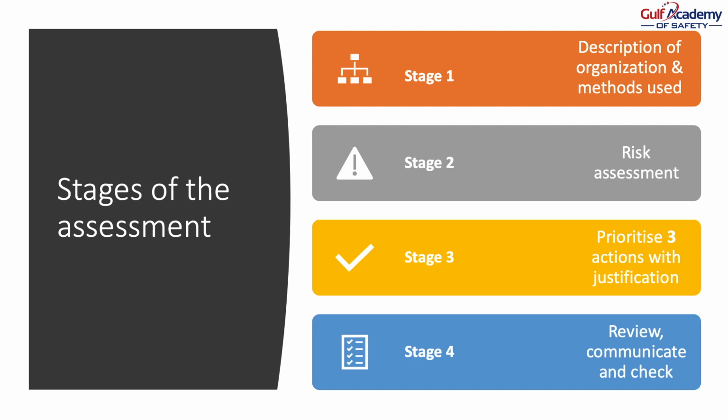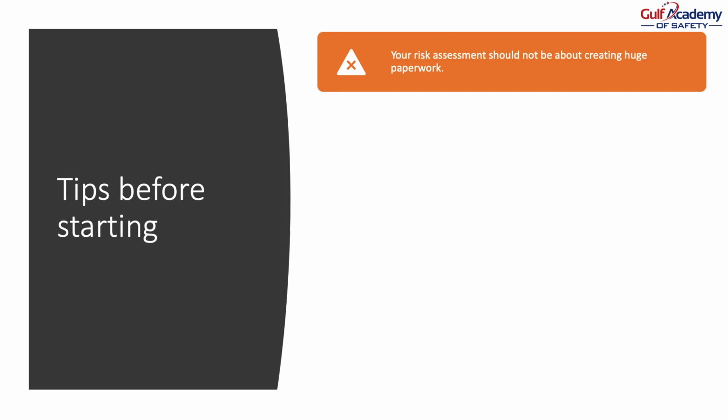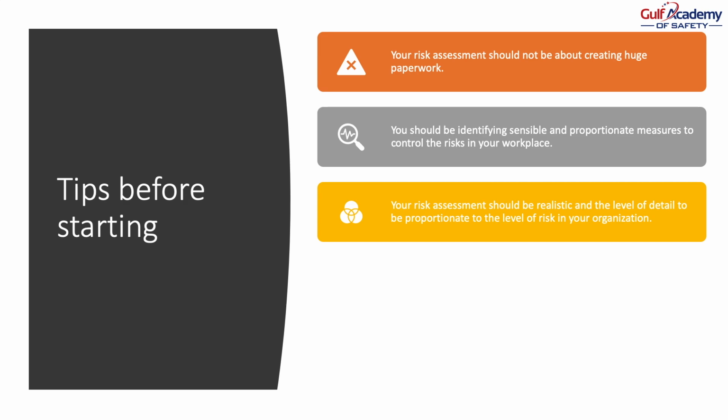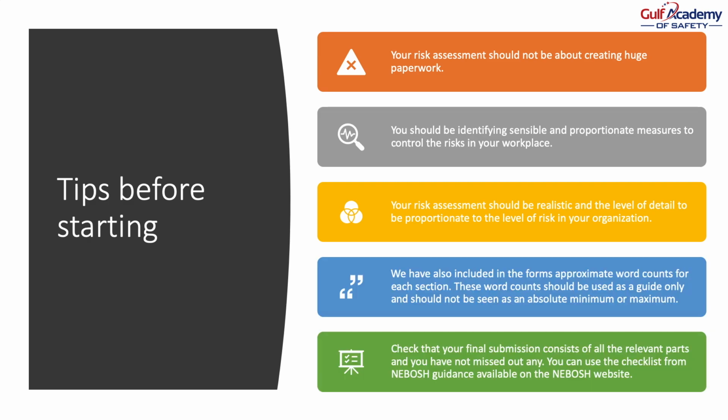Before starting, let's discuss some useful tips to carry out the risk assessment. Tips before starting your assessment. Your risk assessment should not create huge paperwork. You should identify sensible and proportionate measures to control the risks in your workplace. Your risk assessment should be realistic and the level of detail proportionate to the level of risk. We have included approximate word counts for each section. Check that your final submission consists of all the relevant parts and you have not missed out any.